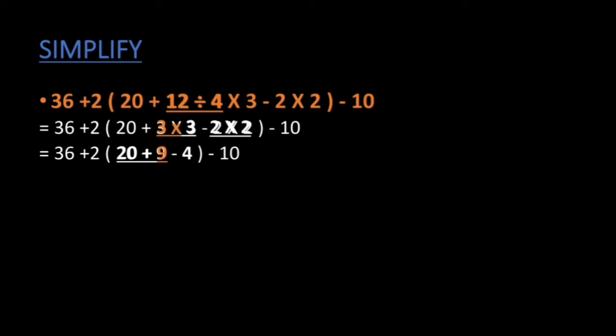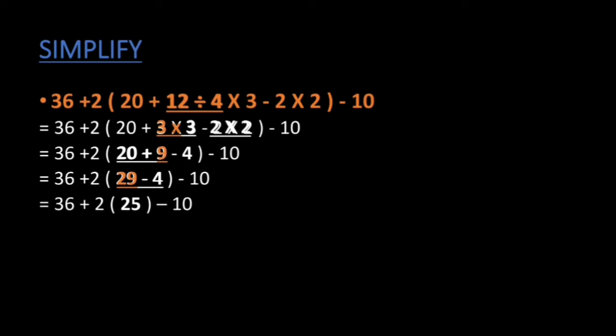Next step is 36 plus 2 into 29 minus 4, close the bracket, minus 10. That is the next step. So here we have added 20 plus 9 is 29. Now next, what are we going to do in the next step? 29 minus 4 we are going to do. 29 minus 4 is 25. Other than that, we will copy all the numbers same.